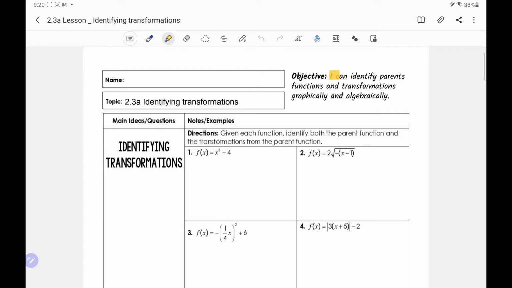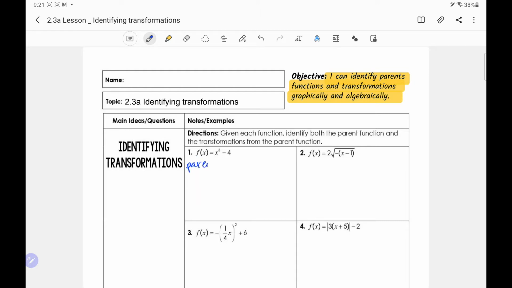Let's look at the objective. I can identify parent functions and transformations graphically and algebraically. So the first thing we're going to do is look at algebraic, and you can tell because there's no graphs here. Given each function, identify both the parent function and the transformations from the parent function. If you don't have these things memorized, I strongly encourage you to have your transformations reference sheet with you, and that will help. So first, what is the parent function here?